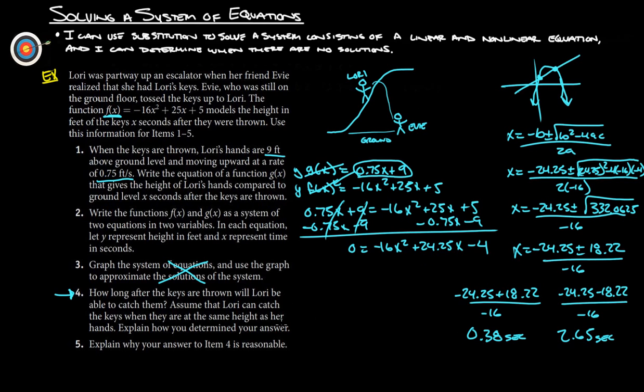Okay. Let's see. Assume that Lori can catch the keys when they're at the same height as her hands. Explain how you determined your answer. So, again, we just talked about that. 0.38 seconds if she catches them as the keys are going up, and then also 2.65 when the keys are coming back down.